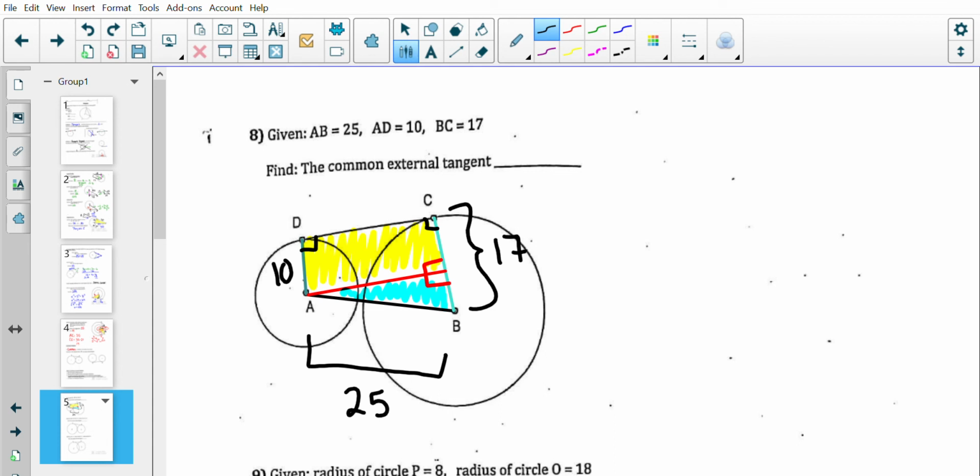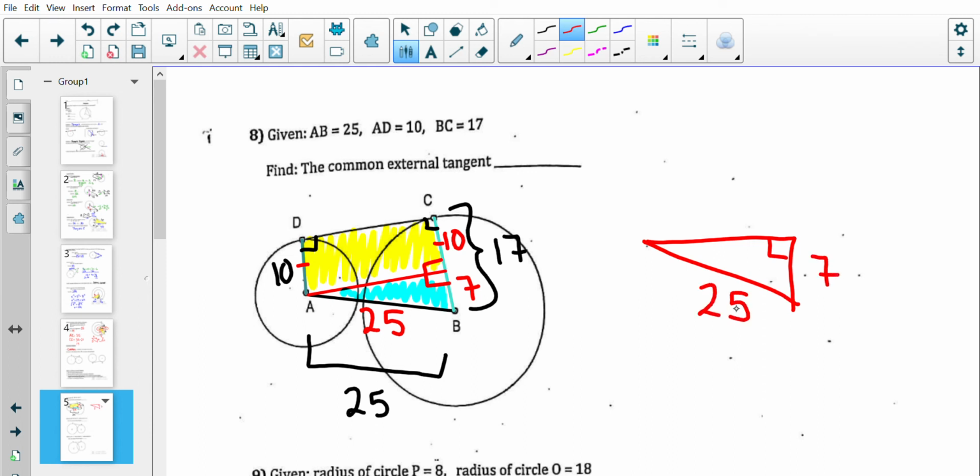Now remember, the yellow quadrilateral, that's a rectangle. In a rectangle, are opposite sides congruent? So that means this side is 10, which means the bottom base of this triangle is 7. Now we know A to B is 25. So if you're looking at that blue triangle that I have right here, I have a 7, something, 25. What is it? 7, 24, 25. So this altitude is 24.